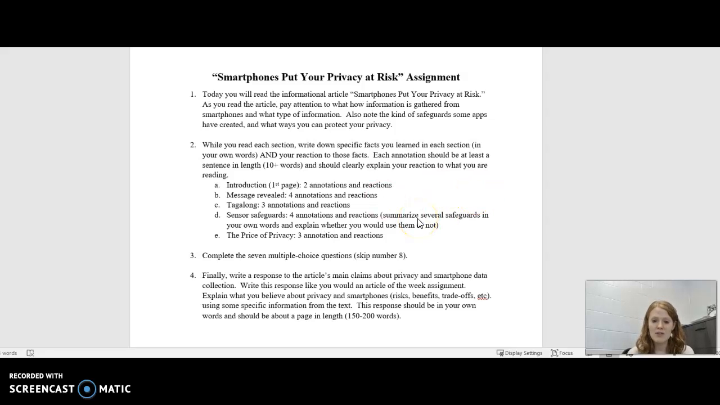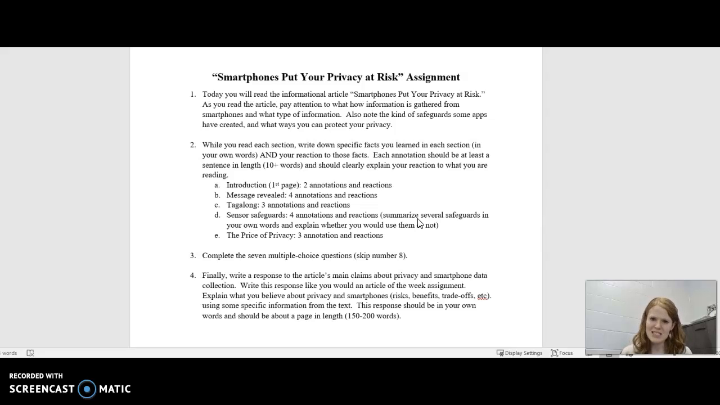Then you will complete the 7 multiple choice questions. You'll skip number 8. And then the last thing that you will do is write a written response to the article's main claims. Think about this as almost like an article of the week reflection, because this is an informational article about smartphones and basically what kind of privacy we give up by using them on a consistent basis. So I want you to explain what you believe about privacy in smartphones, the risks, the benefits, the trade-offs, what you think is fair, why or why not.